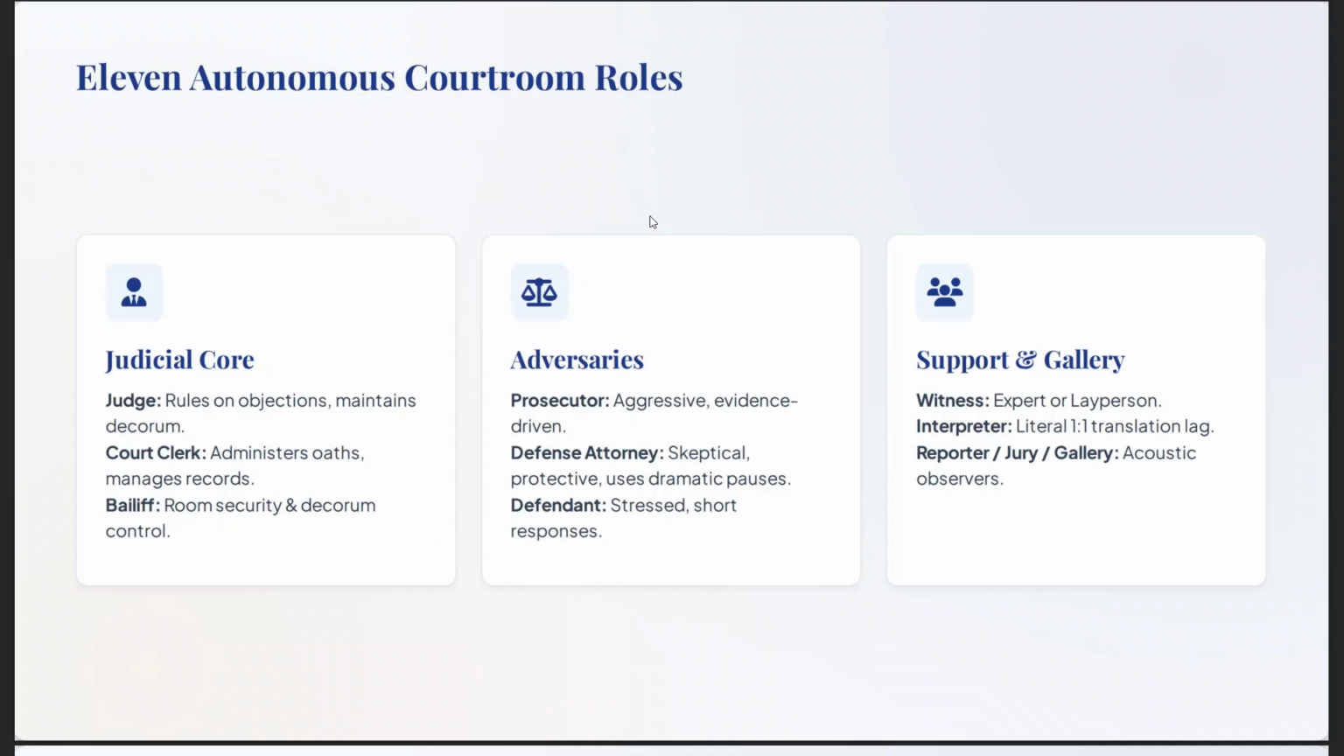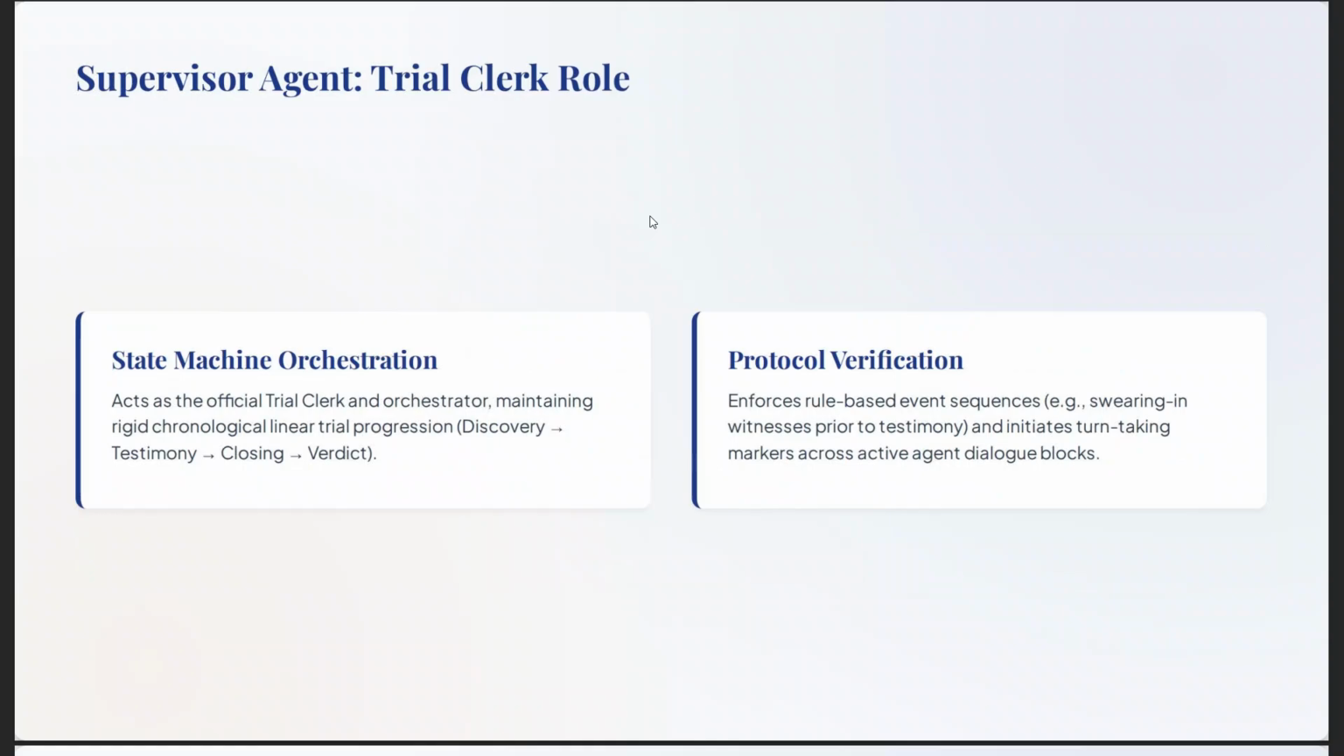And then you go to the next category: support and gallery. Witness, who may be an expert or layperson. Interpreter, which involves literal one-to-one translation lag. And reporter or jury or gallery, which involves acoustic observers. So these are the different portions of the support and gallery section. These are the different autonomous courtroom roles.